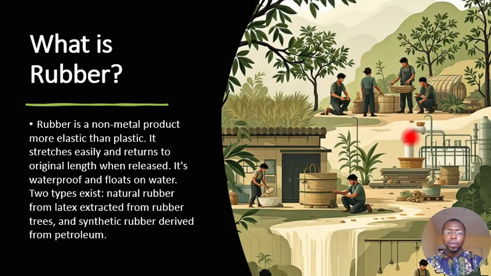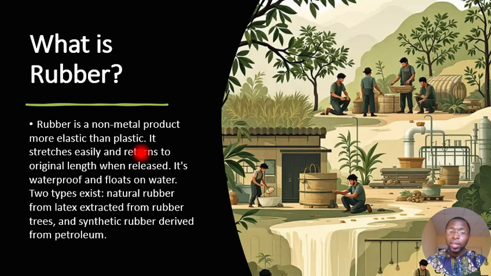All right. I won't talk more about plastic. Now let's go into rubber. For rubber, a lot of us know this material well. So rubber itself is a non-metal product, more elastic than plastic. When we say elastic, we mean that when you stretch it, it can easily return to its original length. That is the nature of rubber.